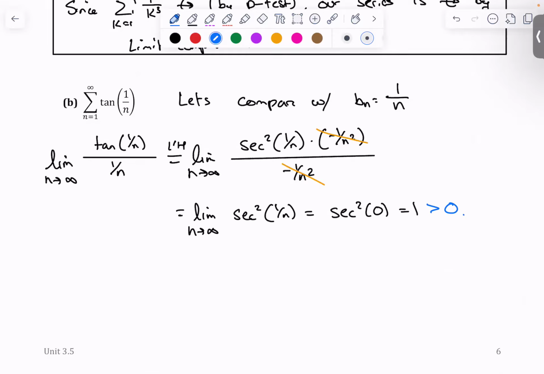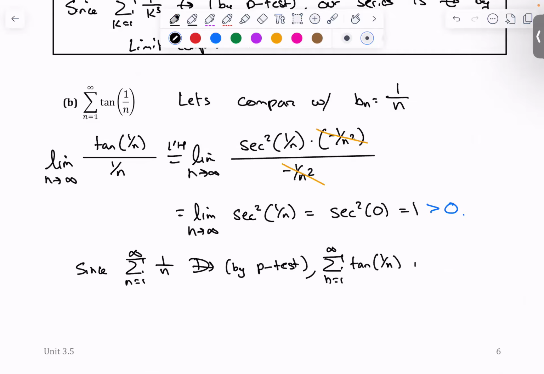And because it is finite, that means that our given series and our proposed series to compare it to either both converge or both diverge. But we know that the series 1 over n diverges, so tangent of 1 over n also diverges. Since the series from n equals 1 to infinity of 1 over n is divergent by p-test, the series from n equals 1 to infinity of tangent of 1 over n is divergent by limit comparison.